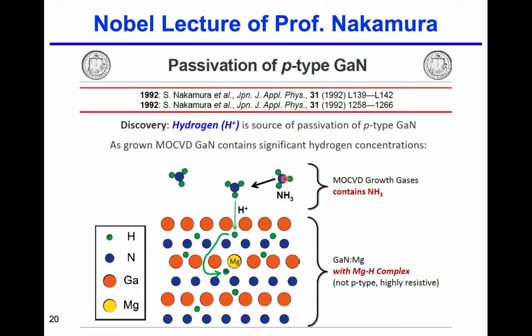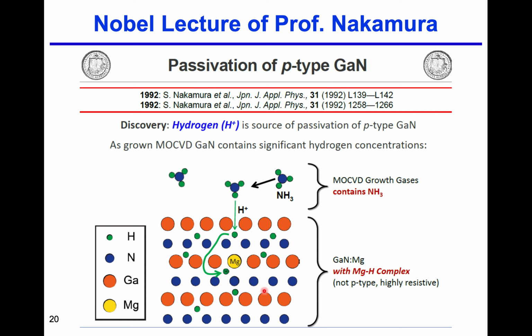So we use the NH3 to bring the nitrogen atom here. For the p-type material, we use a group 2 element, for example, magnesium. Interestingly, the hydrogen will passivate the magnesium so that they cannot provide the hole. So the hydrogen is a source of the passivation of p-type gallium nitride. It passivates the magnesium here.